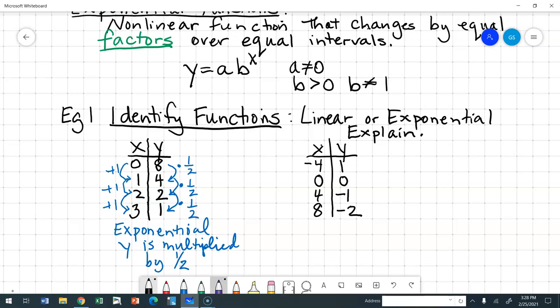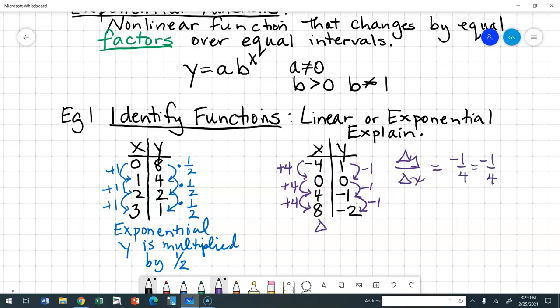Now let's go ahead and look at the second table of values. My x's are changing because they are going up by 4 every time. I'm adding 4. What's happening to the y? The y is going down by 1. So I'm subtracting 1 from each interval. Well, my change in y over my change in x, which is my slope, is going to be negative 1 over 4 every time. So there is a constant rate of change, which means this is linear.